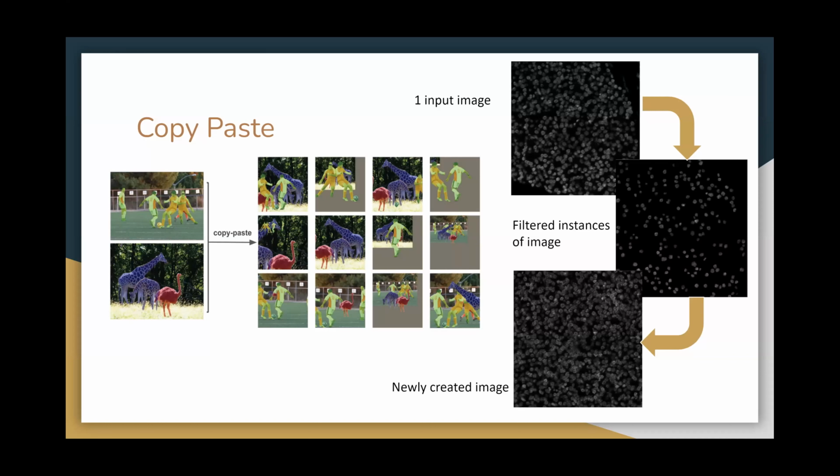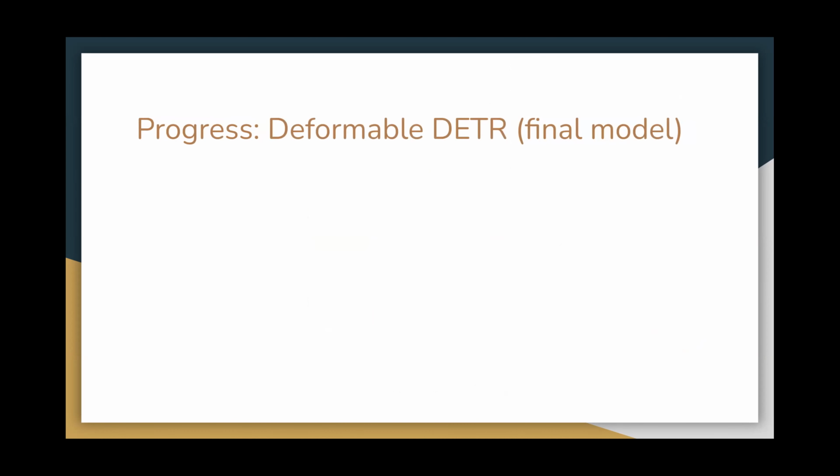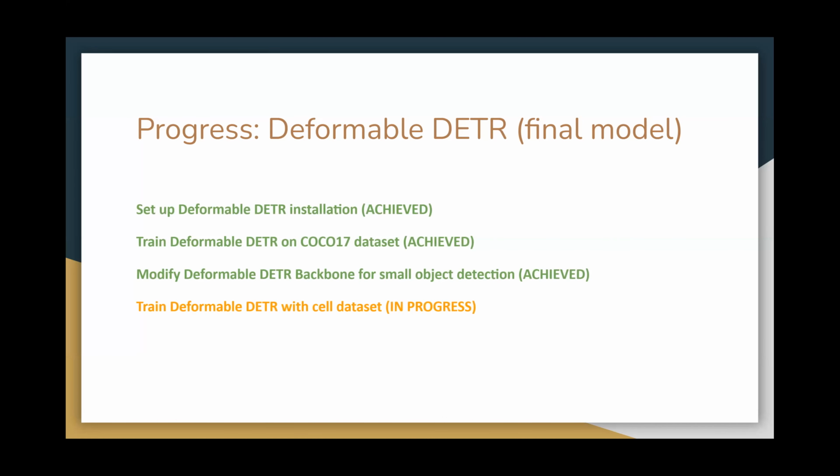Now we're going to talk about the progress that we made so far. For the copy-paste, at least, we're basically almost done. As Jacob mentioned, we're combining two models together and making modifications. For the default Mobile DETR, we installed it, we trained it on the COCO dataset, we modified the backbone like we wanted to, and now we're in the process of training it with our own dataset, which is those cells.